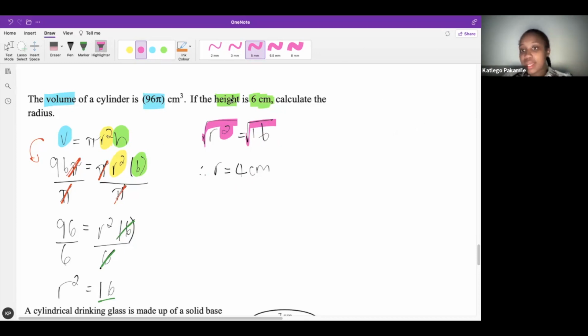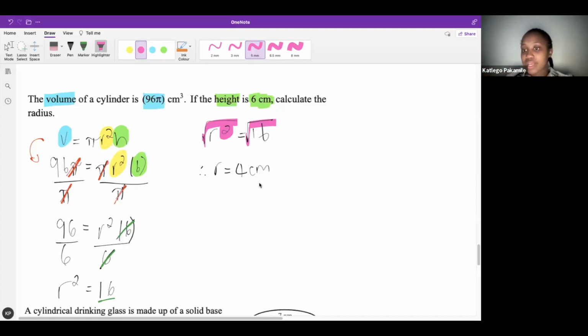It's the square. We square rooted. Do you see where the square went? We square rooted to get rid of it. Remember, you have to do inverse operations here. So if you were multiplying, then you have to divide to get rid of it. If you were adding, you have to subtract.